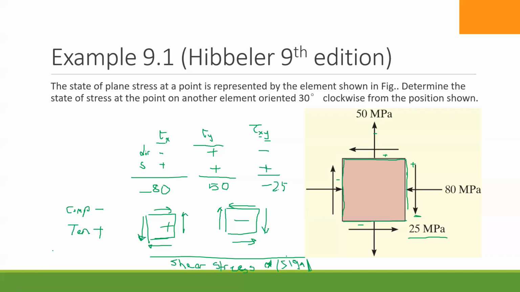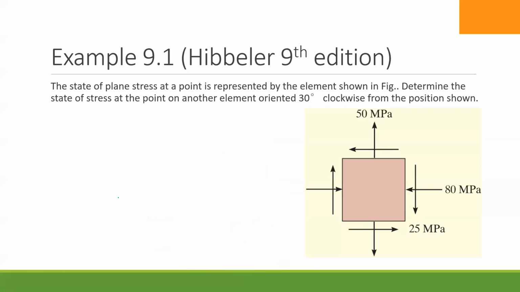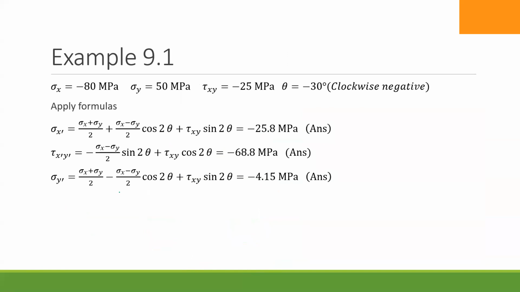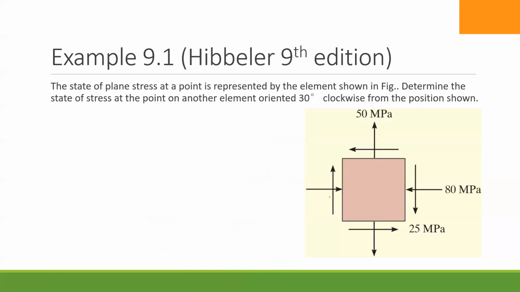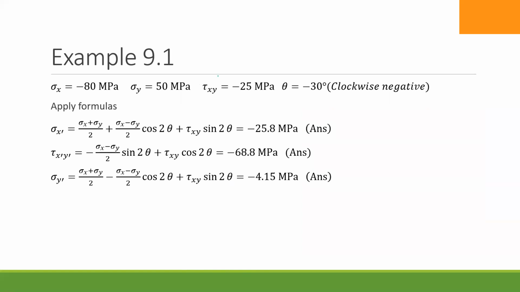Also, this is the normal stress sign. I hope you understand clearly. If you have a question, you can write a message on Classroom or send me an email. Let's start: I said sigma x is negative 80, sigma y is positive 50, and tau is negative 25.